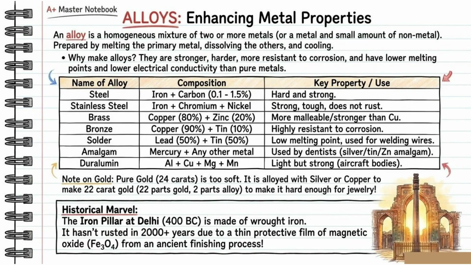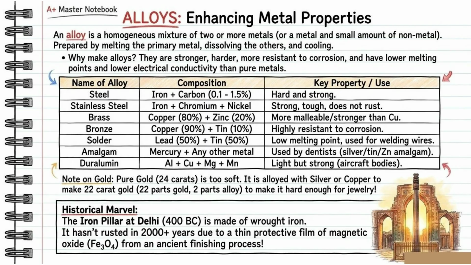Our final topic today is alloys. An alloy is a homogeneous mixture of two or more metals, or a metal mixed with a tiny amount of a nonmetal. Why do we mix them? Because pure metals have flaws. By alloying them, we can make them stronger, harder, more resistant to corrosion, or even lower their melting points. Let's detail the most important recipes.